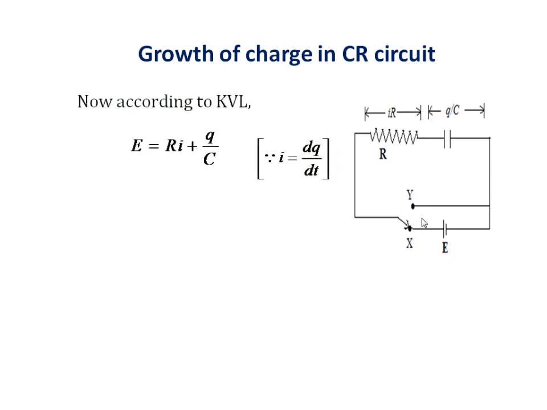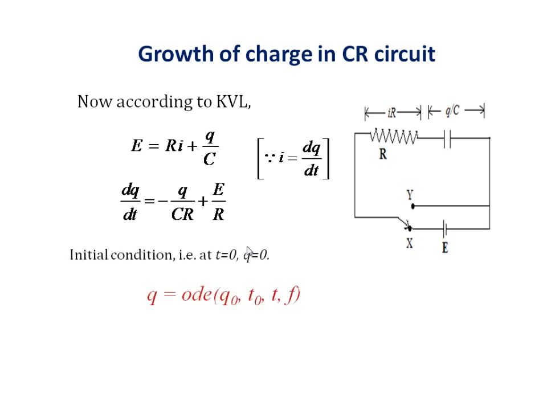If we apply Kirchhoff's voltage law in this situation, we will have this equation. As I is equal to dq by dt, we can rewrite the equation as dq by dt is equal to minus q by CR plus E by R. The initial condition, that is when we bring the switch to position X at time t equal to 0, is that the charge on the capacitor Q is 0.